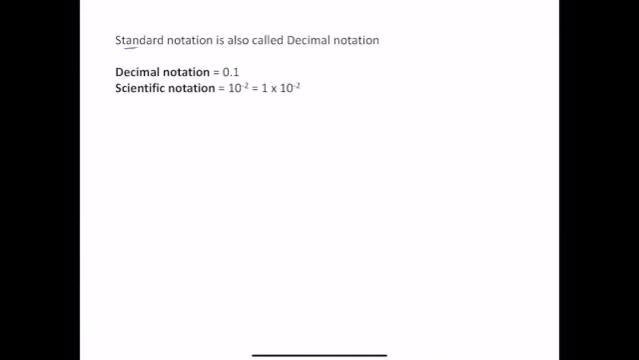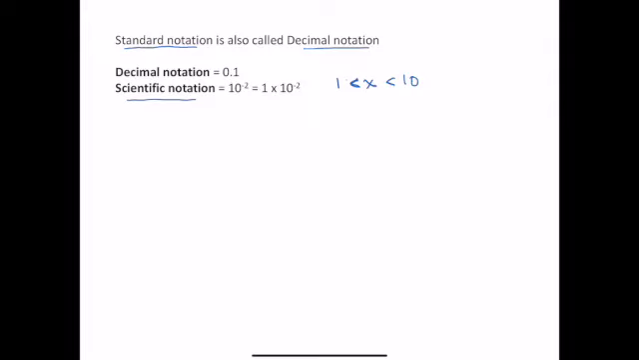The standard notation is also called decimal notation, although both scientific notation and decimal notation have a decimal in there. In decimal notation, the decimal can be anywhere in the number. For scientific notation, the number has to be more than 1 and less than 10. So that number x in scientific notation has to be more than 1 and less than 10.